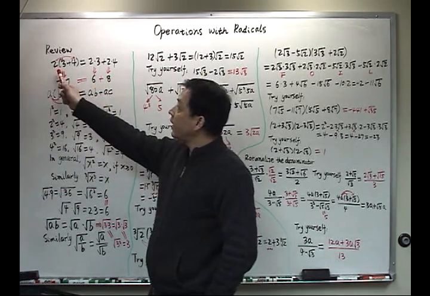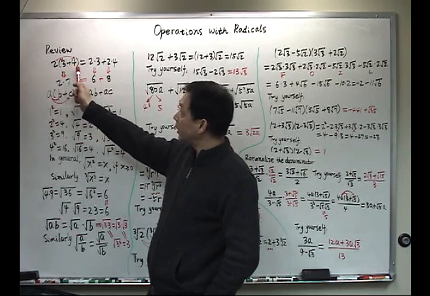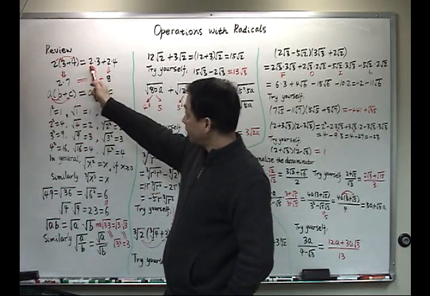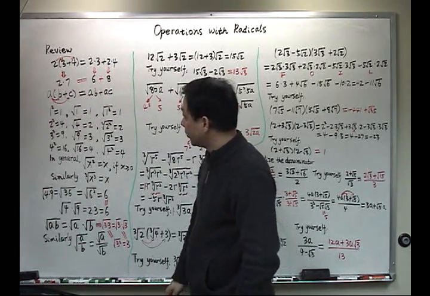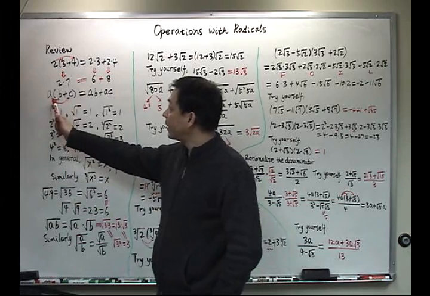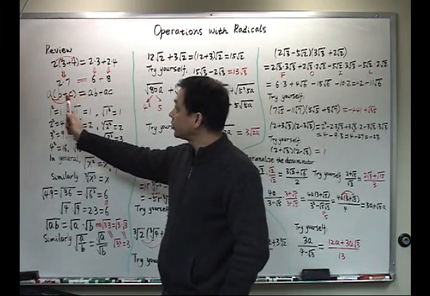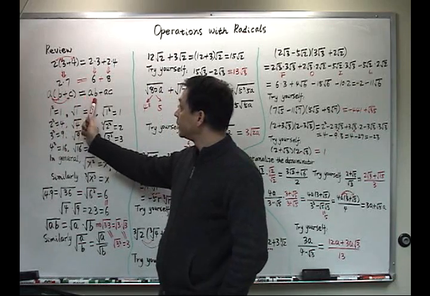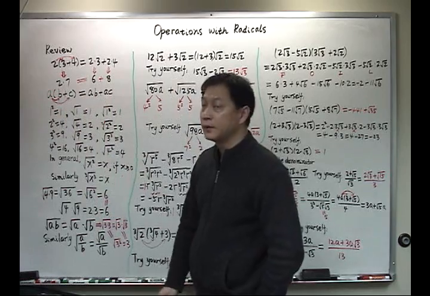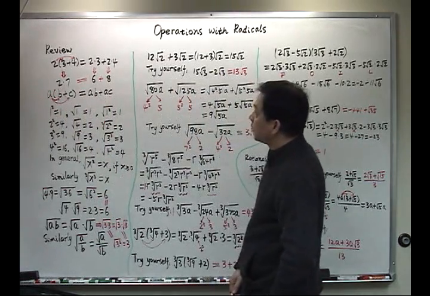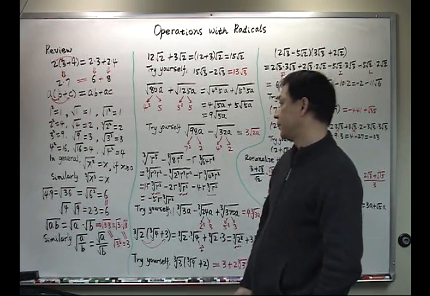So basically, it tells us here 2 times bracket 3 plus 4 close bracket is 2 times 3 plus 2 times 4. So in general, we have A times quantity B plus C equals A times B plus A times C. Okay? That's the distributive property. One thing we want to review first.